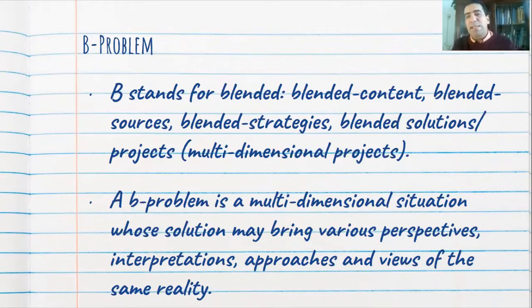So a B problem, let's get started at the very beginning. A B problem is a situation that is multidimensional and the solution has different perspectives, and also interpretation approaches and views of the same reality, as it is said there. For all of you, the ideas from Paulo Freire may come to mind, because Paulo Freire said that we approach a situation, we approach the reality, we approach a solution with the knowledge that we have. What does it mean? What happens here is that we are seeing the reality with our subjectivity. That means that if we look at the picture, it will be different according to our own schemata, according to our own prior knowledge.